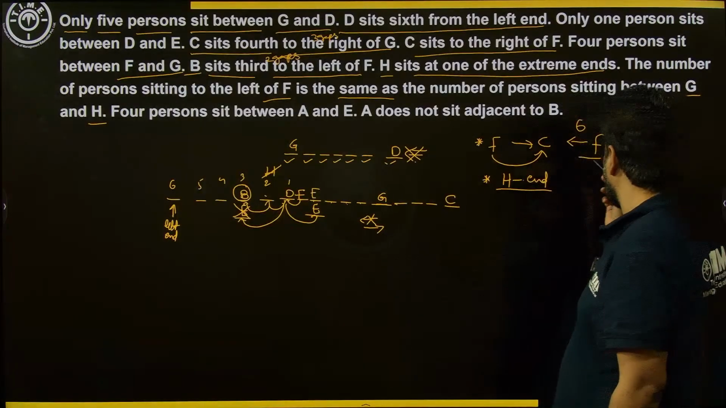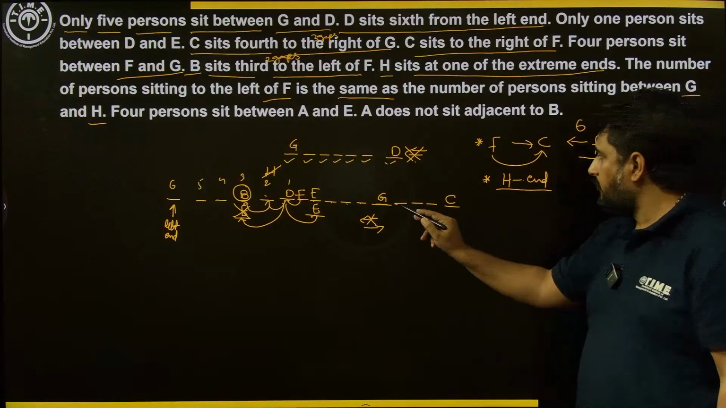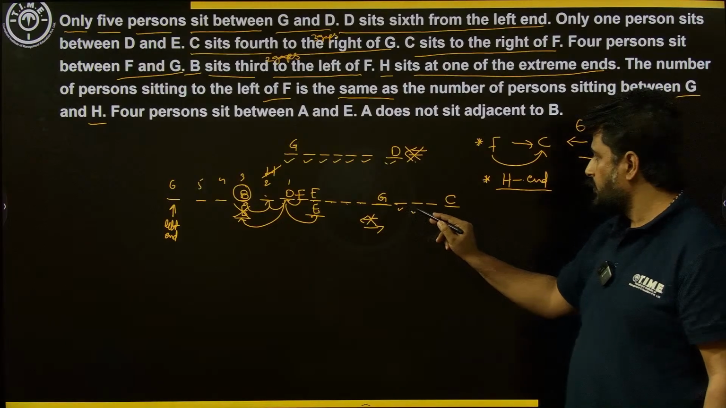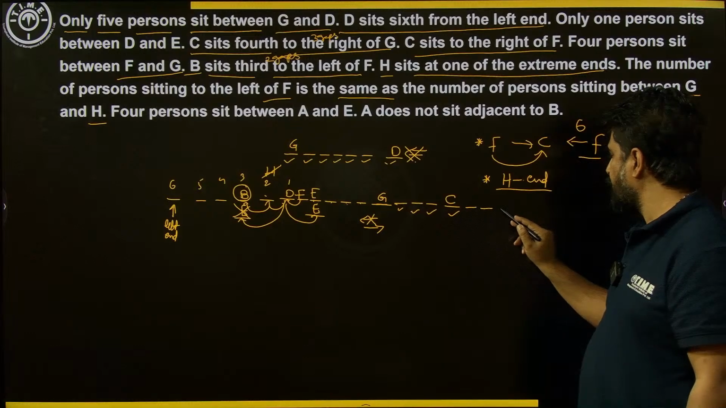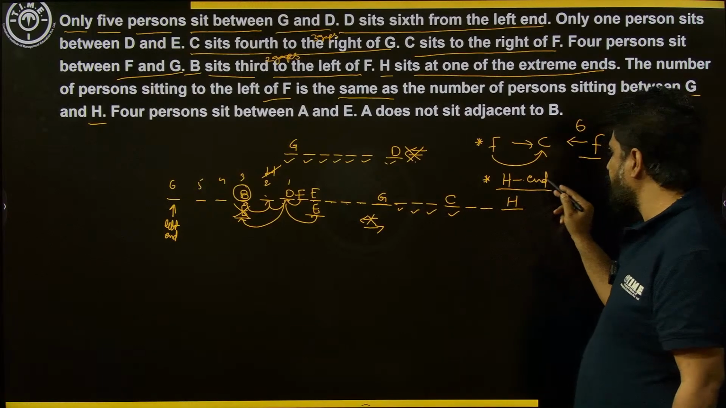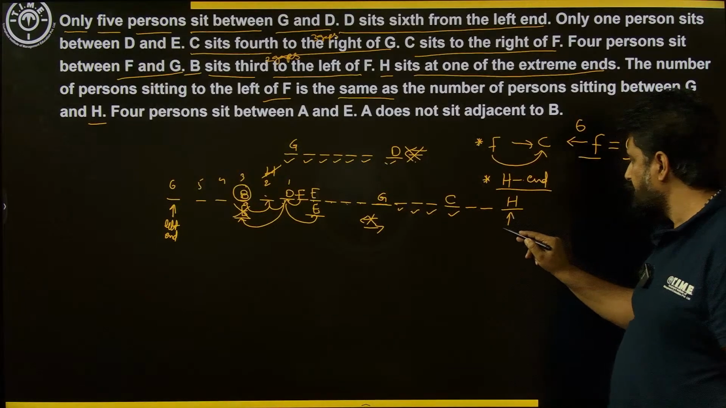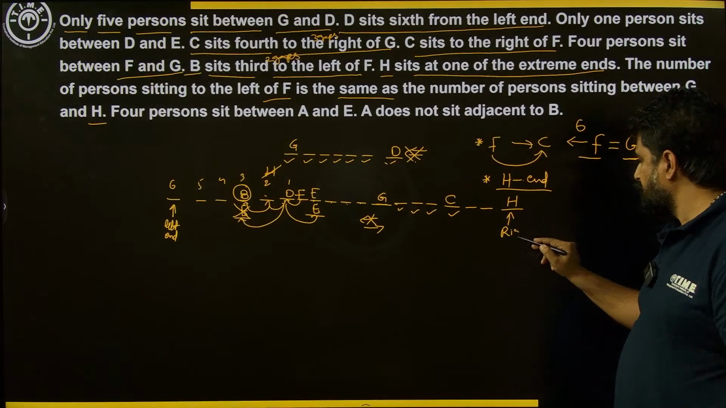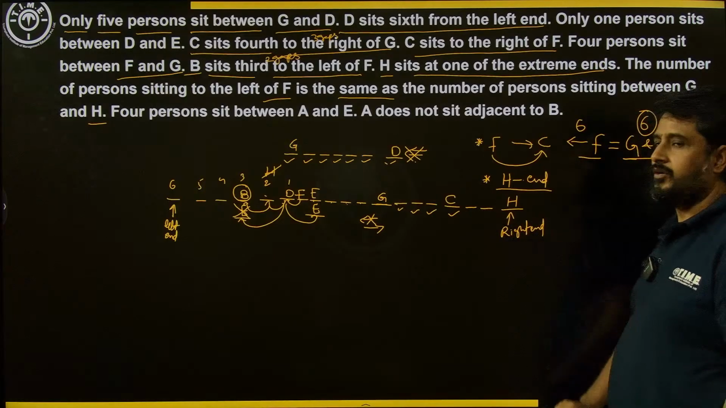If I take the right side of G, between G and H, there should be 6 gaps: 1, 2, 3, 4, 5, 6 gaps. Now here who will come? H will come. And it is clear that H should be at one of the ends. So this should be considered as the right end. Now left end and right end both are concluded.